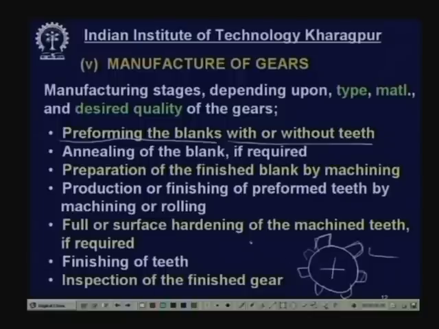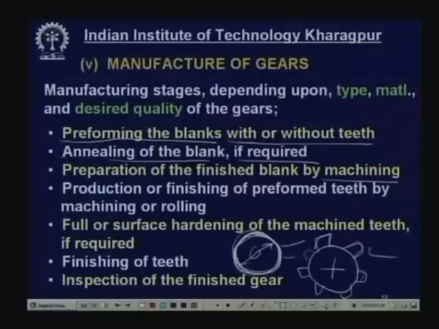What is done? These discs are produced and then machined properly to give a perfect circle with a perfect diameter. Annealing of the blank if required. As I told, after casting or forging, this will require some machining for finishing to the appropriate dimension. Now, by preforming like casting and hot working like forging, this will become hard, and machining may be difficult. So, this has to be annealed before the next step, machining. So, after annealing, preparation of the finished blank by machining.